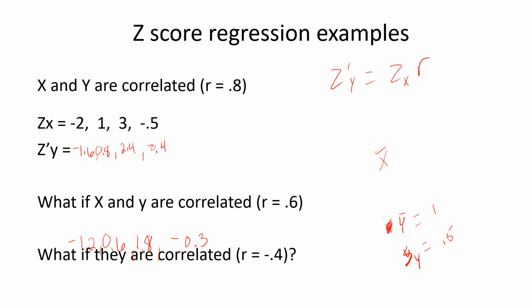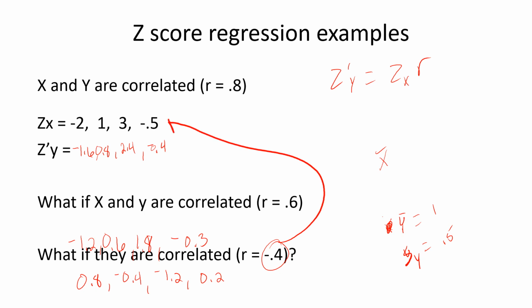What if they're correlated negative 0.4? So negative 0.4 is interesting, so we have a negative value here. So we're going to have to convert negatives to positives. So negative 2 with a negative 0.4 is going to be 0.8. At 1, it's negative 0.4. At 3, it's negative 1.2. And at negative 0.5, it's going to now be positive 0.2. And I just did that by taking the r and multiplying it by each of these.